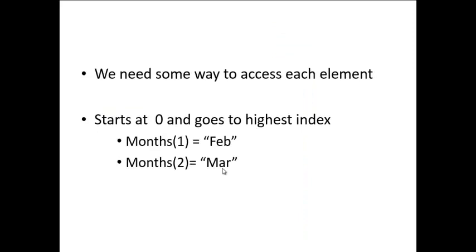Alright? Now, we need some way to access each element. You need to work with the elements inside the array. So, elements inside the array start at 0 and then go to the highest one. To select one of these elements to work on, you're going to call it through its index. Month 1 means February, month 2 means March, and so on.